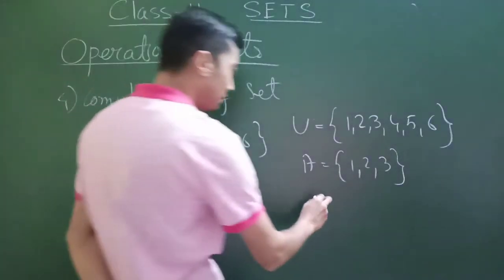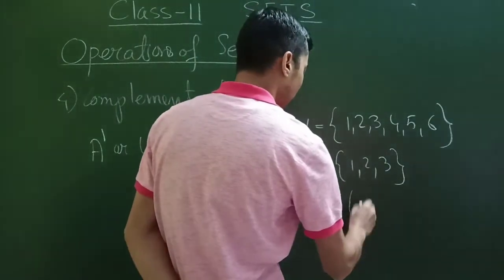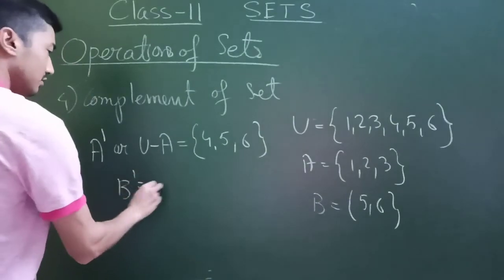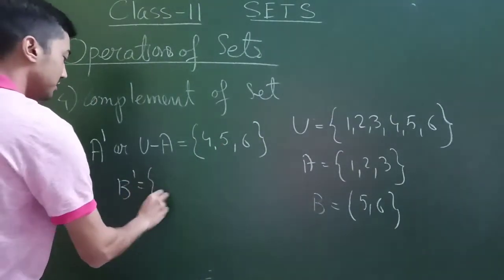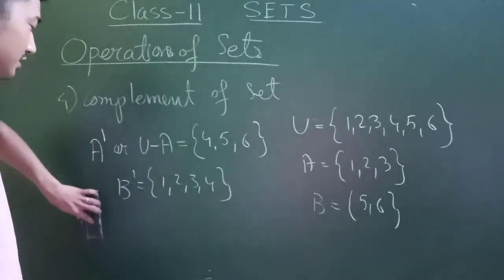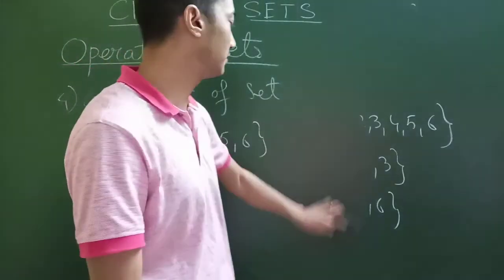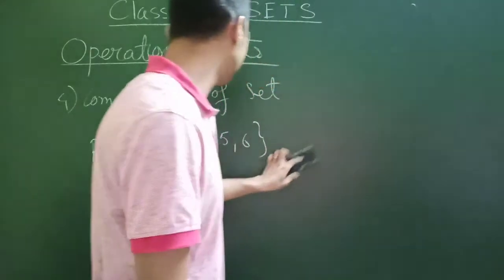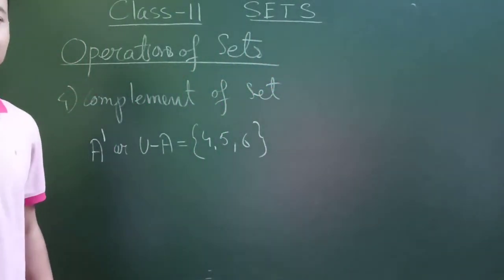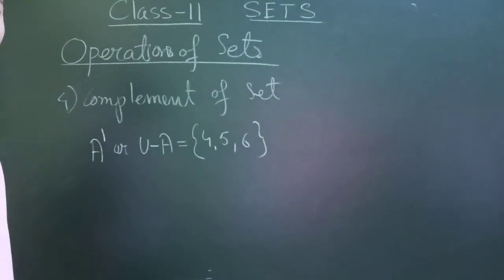I give you another set B: 5, 6. So what will be B complement? 5, 6 are already there in B. So what are the elements which are not there in B? 1, 2, 3 and 4. Right? So that's a simple concept of complement of a set. Now based on that, there are some small concepts, like applications, that we get from complement of a set.